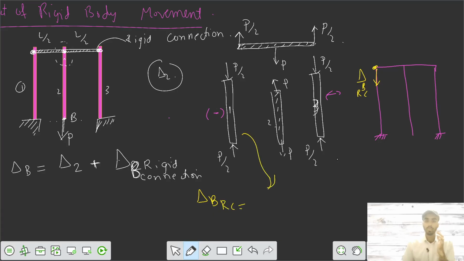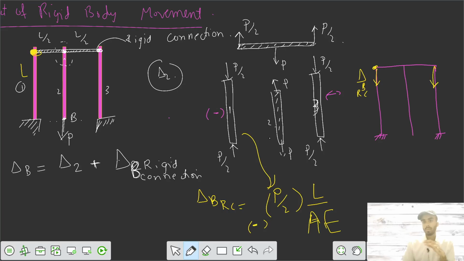That equals P by 2, the length of bar L1 equals the length of bar L3, PL by area 1 or area 3. I would write that the area is the same for each bar and the material is also the same. I would write it as P by 2 L by AE. This is your compression. This is your deformation. So by this amount, your joint at this part would go down. Now the same thing is valid for bar 3 also.